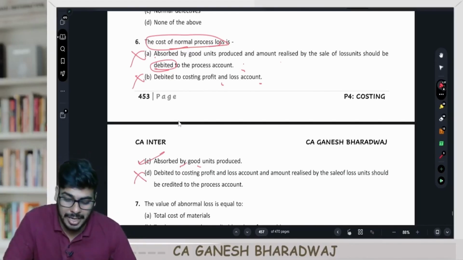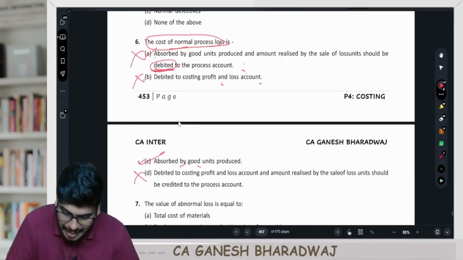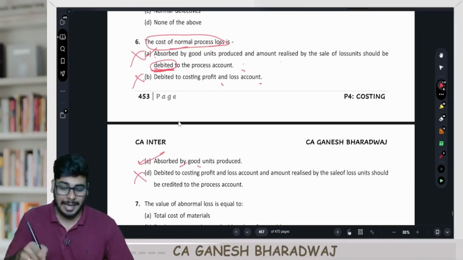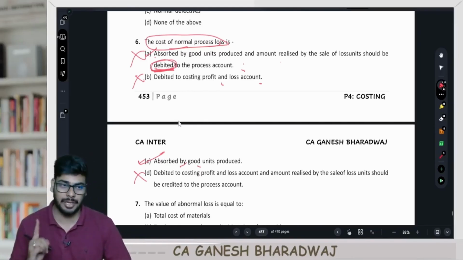Students will make a mistake and write down A. Reason, this is not debited. Had they given credited, I would have picked answer A, right? Deliberately they have hidden it in this word. Guys, clear with this? Watch out for these things.